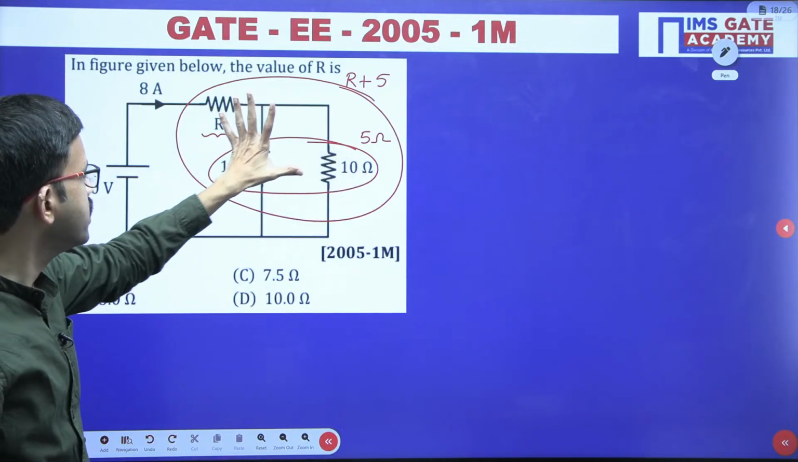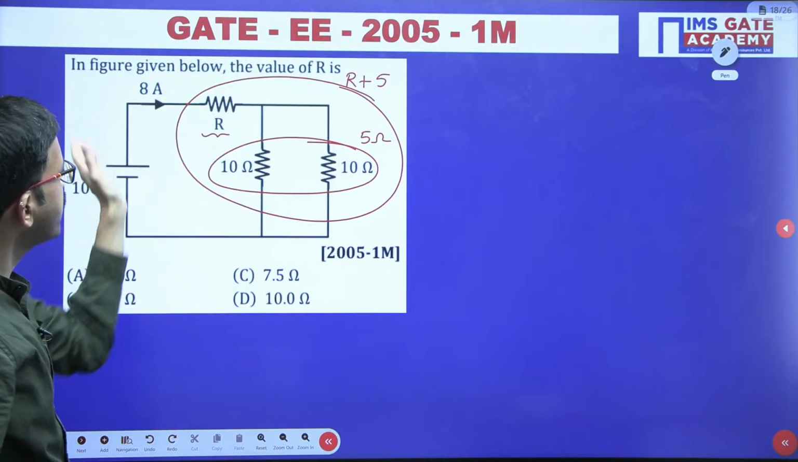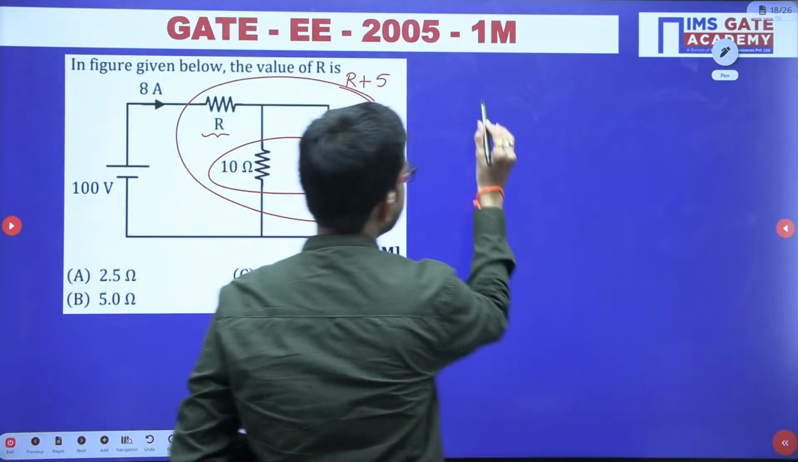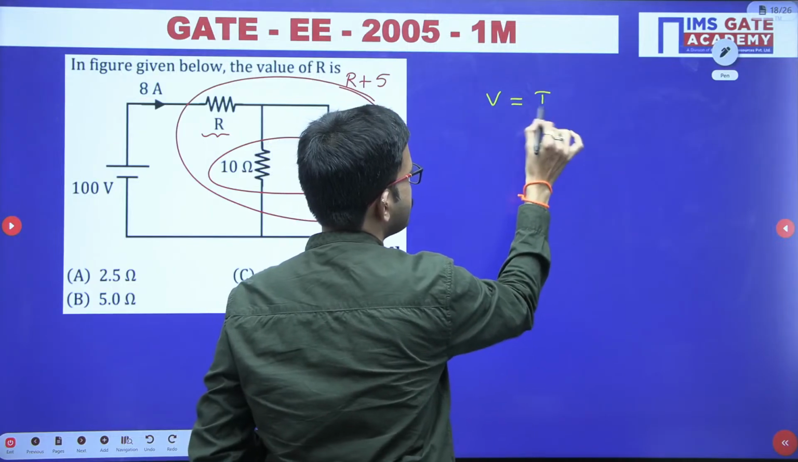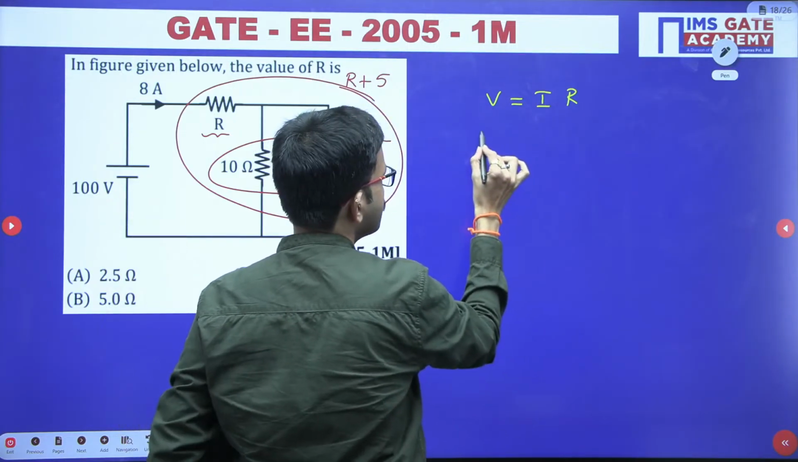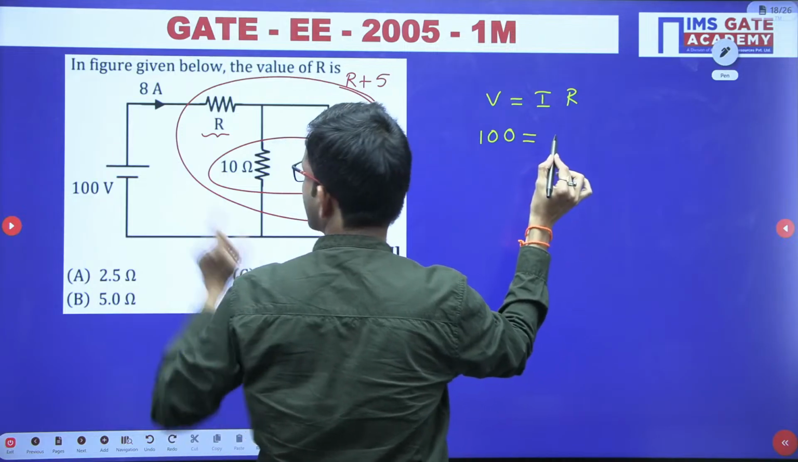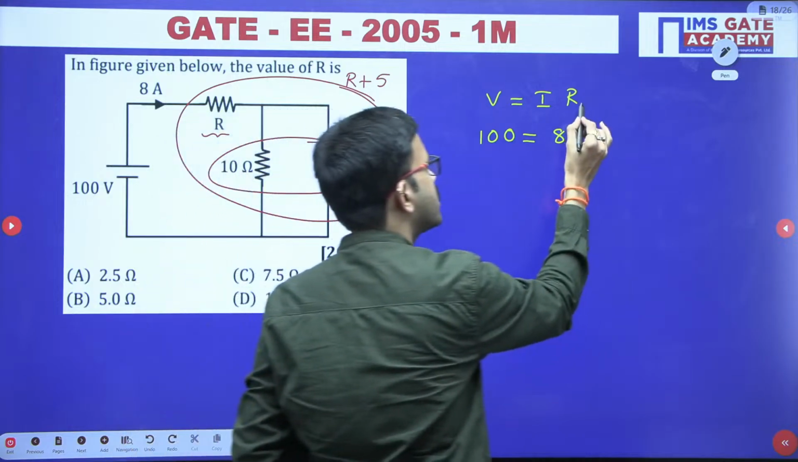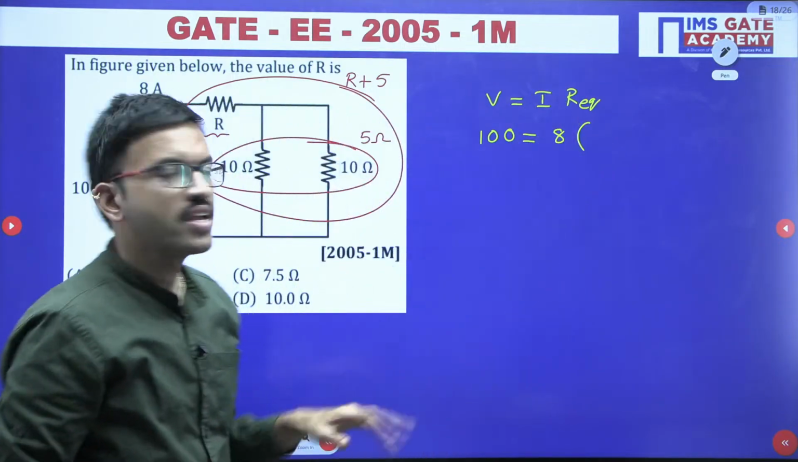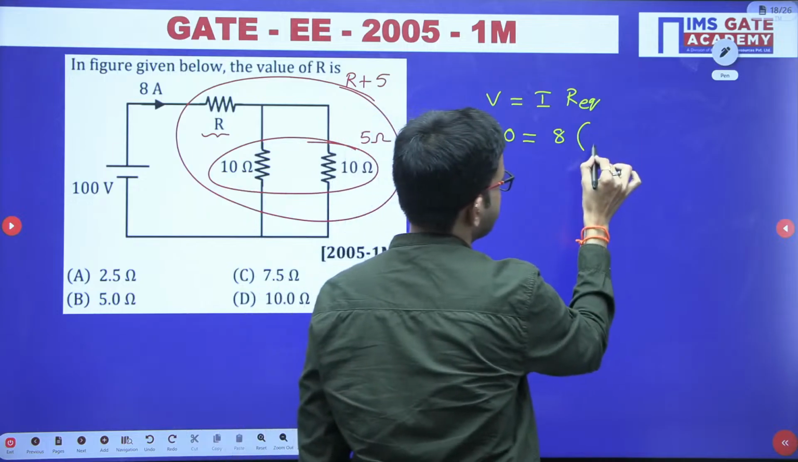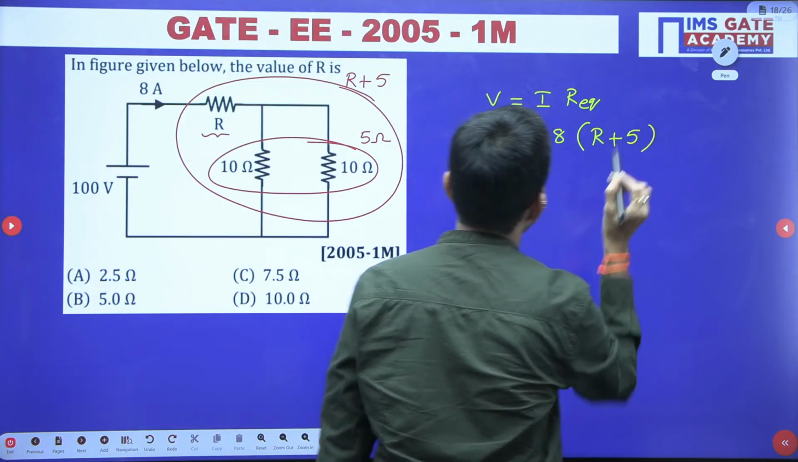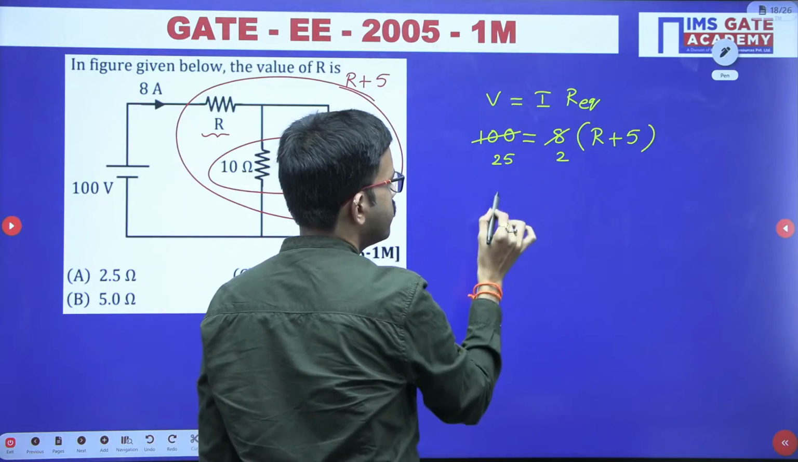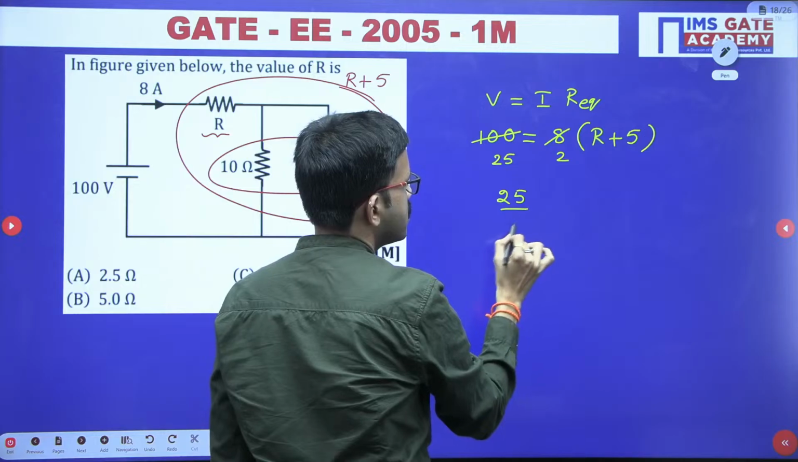You are having one single resistor, across that you have the supply and the current flowing through it is also known. You can just apply Ohm's law. So V equal to I into R. Supply voltage in this question is 100 volts and supply current is 8 ampere, and for the resistance, I am mentioning R equivalent as R plus 5. So 4 2 times 4 25, so 25 by 2 is equal to R plus 5.